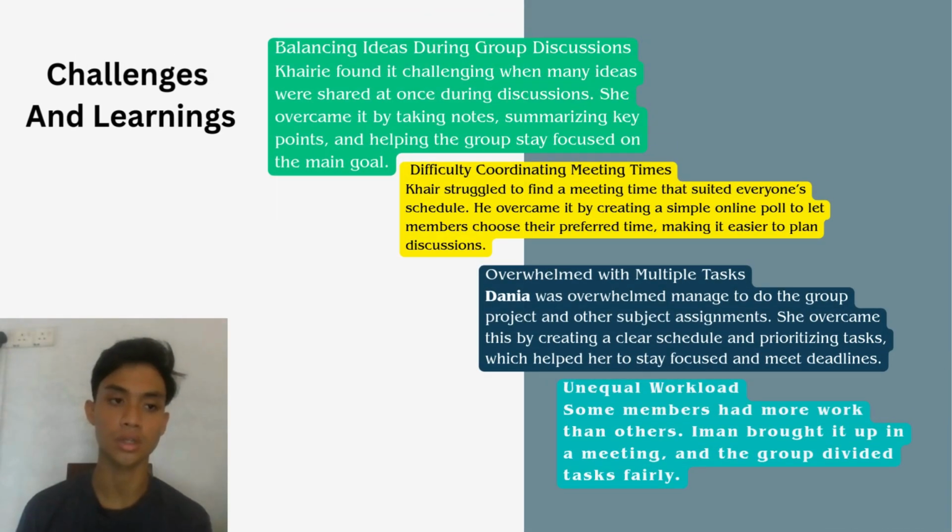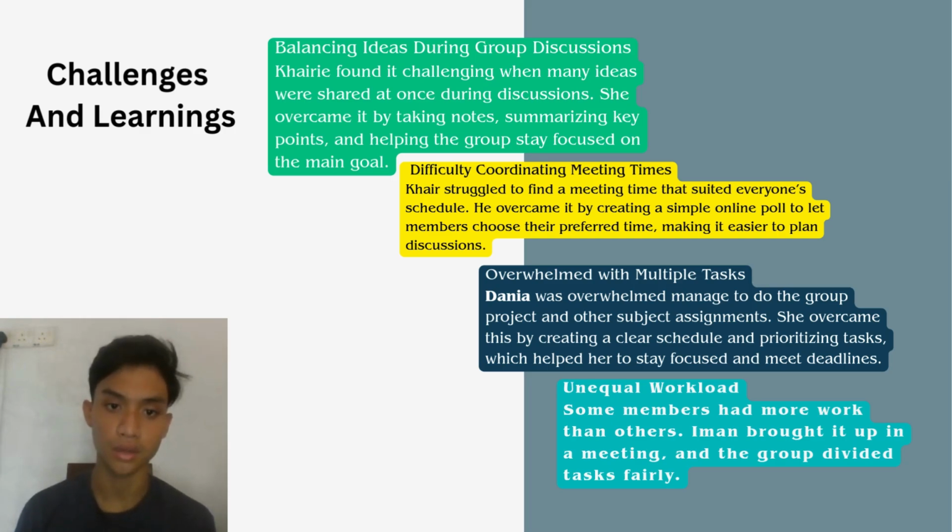So this is our challenge and learning. Balancing ideas during group discussion. Kyrie found it challenging when many ideas were shared, and during discussion, he overcame it by taking notes, summarizing key points, and helping the group stay focused on the main goal.